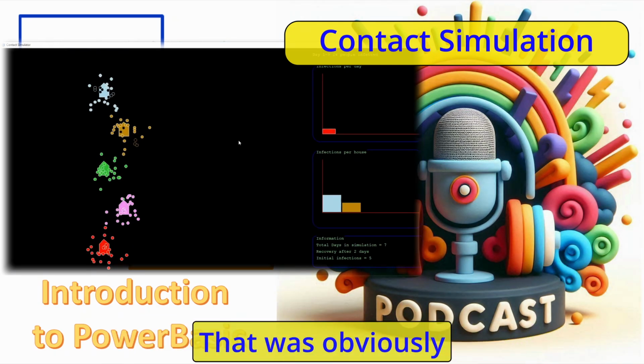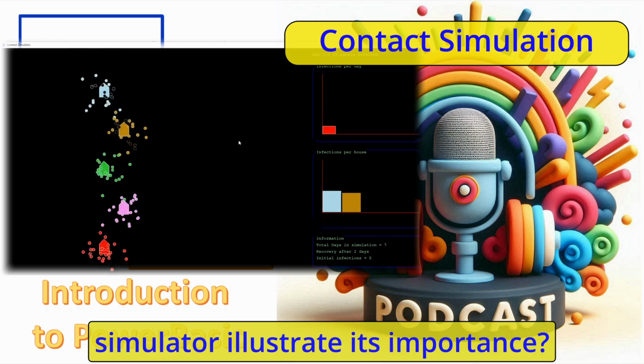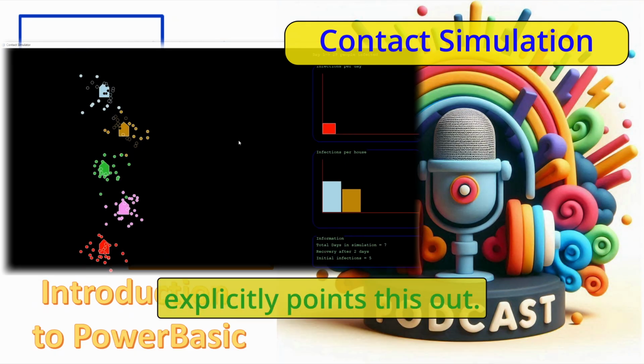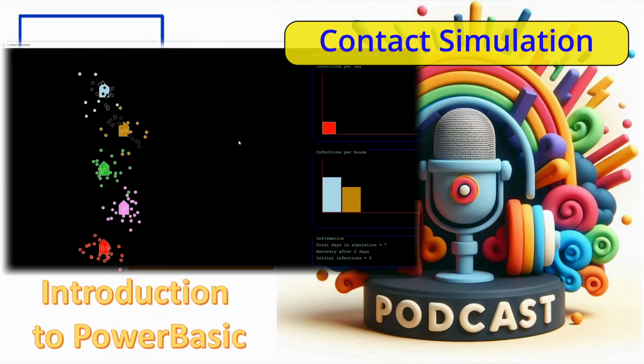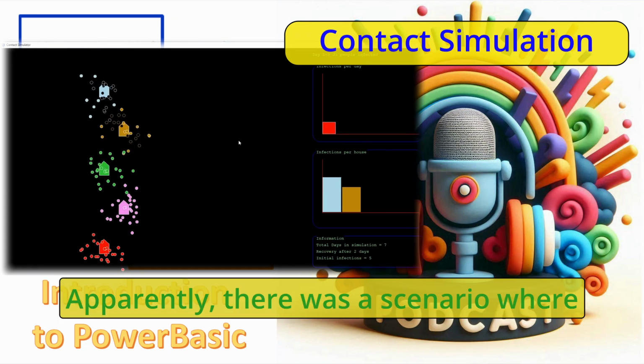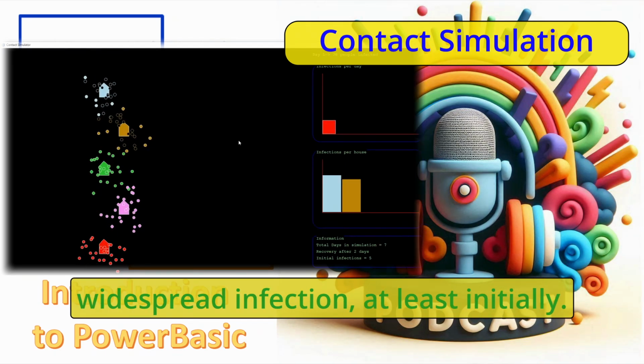That was obviously huge during the pandemic. How did this simple simulator illustrate its importance? Well, the source explicitly points this out. It visually showed why keeping distance matters. Apparently, there was a scenario where the folks in the brown house managed to avoid widespread infection, at least initially.